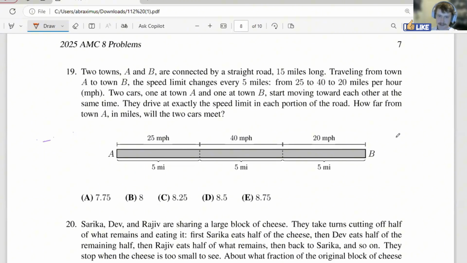Okay, so one thing I want to point out before we do any math, before we think logically about anything: the answer choices tell us that the answer is going to be somewhere in here.